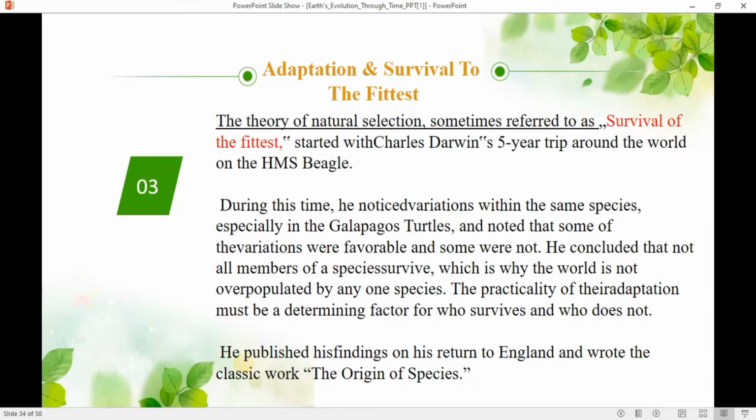Charles Darwin noticed that there are species that cannot survive and there are species that can survive. The practicality of their adaptation must be a determining factor for who survives and who does not. What Darwin means by the survival of the fittest is that individuals in a population or community are more likely to survive if they are fitted to their environment. He published his findings on his return to England and wrote the classic work The Origin of Species. If you have time, you can search for it on the internet and read it to gain more information about the origin of the species.